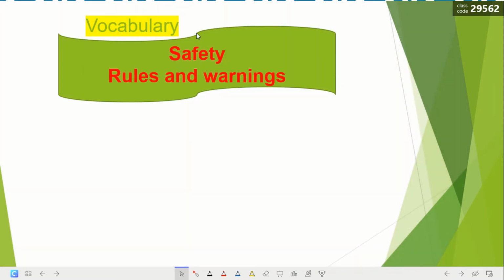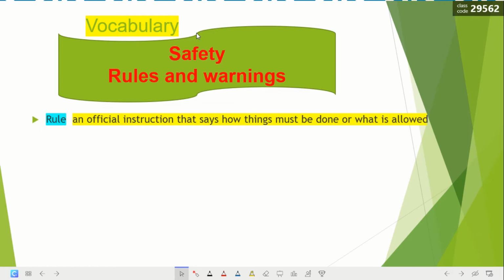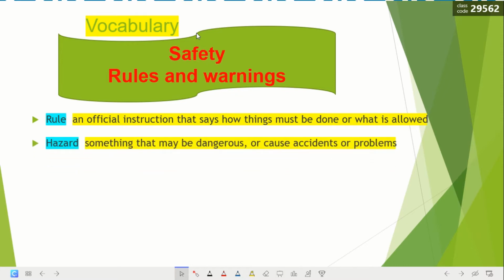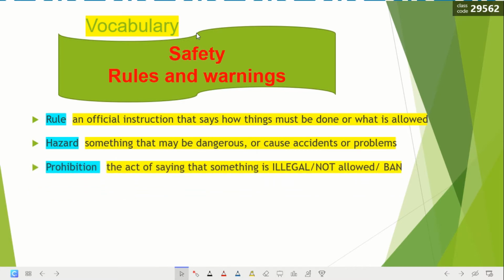Before we start, let's look at some vocabulary that's related to safety, rules and warnings. Rule, the first word, it's an official instruction that says how things must be done or what is allowed. Hazard is something that may be dangerous or cause accidents or problems. Prohibition, the act of saying that something is illegal or not allowed, or to ban something.